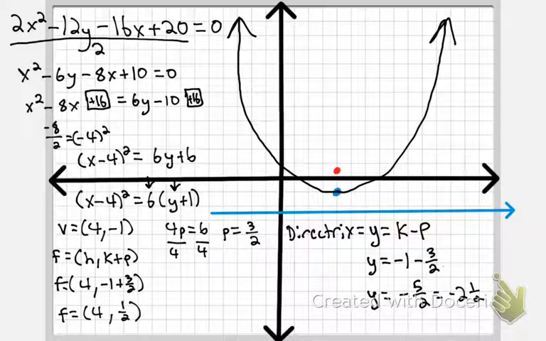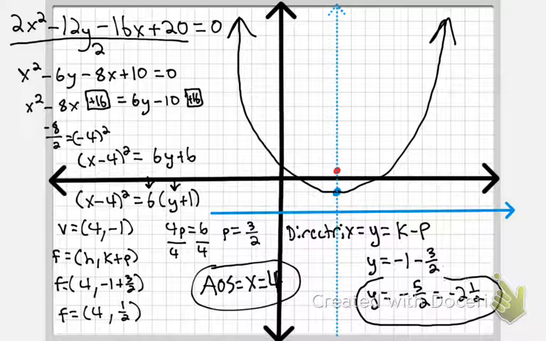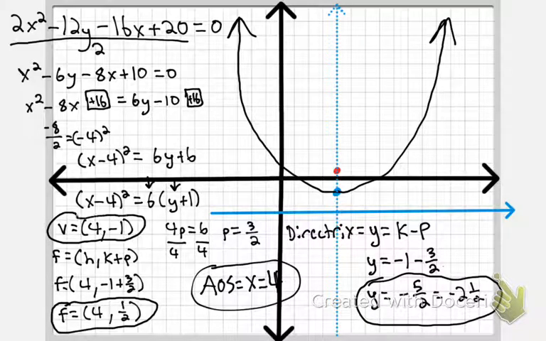Last, I'm going to get my axis of symmetry. Alright, so it splits my parabola in half. So in this case, my axis of symmetry will be x equals 4. X equals 4. So I've got my directrix, my axis of symmetry, I've got my focus, and my vertex.